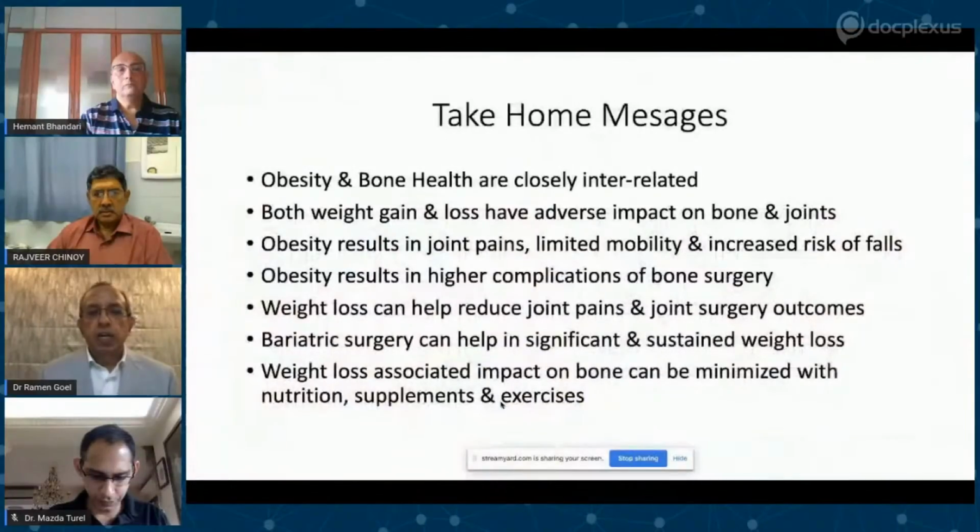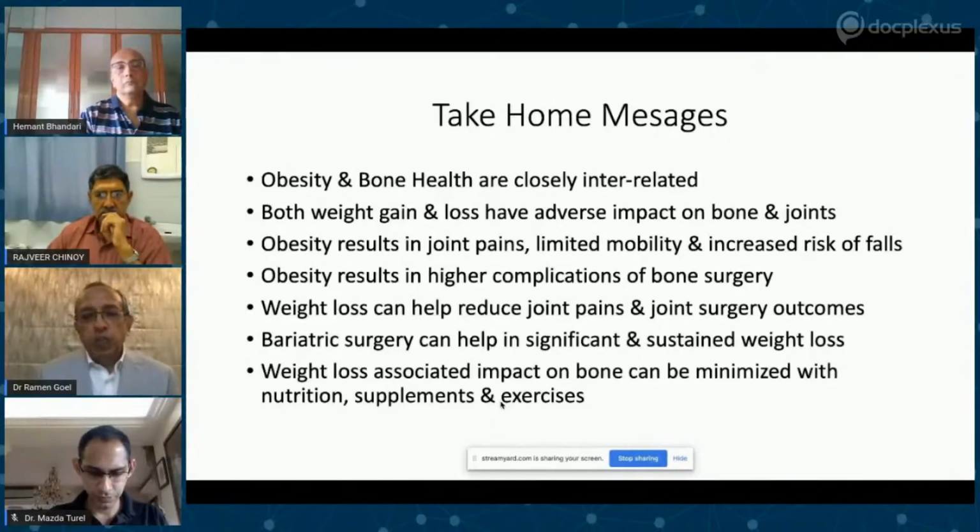So friends, before we go on to the take-home messages, we would like to take expert opinion of all of these, but just to summarize some of these messages. Obesity and bone health are closely interrelated. Both weight gain and weight loss have adverse impact on bones, not on the joints though. Obesity results in joint pains, limited mobility, and increased risk of falls. Obesity results in higher complications of bone surgery. Weight loss can help reduce joint pains and improve joint surgery outcomes.